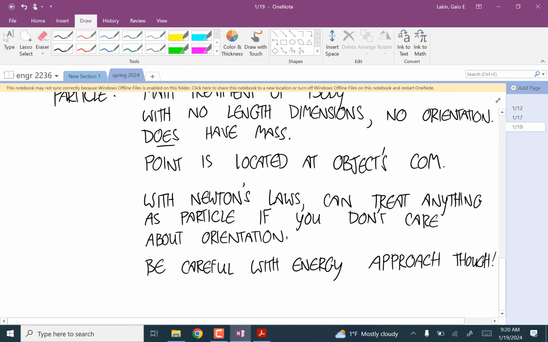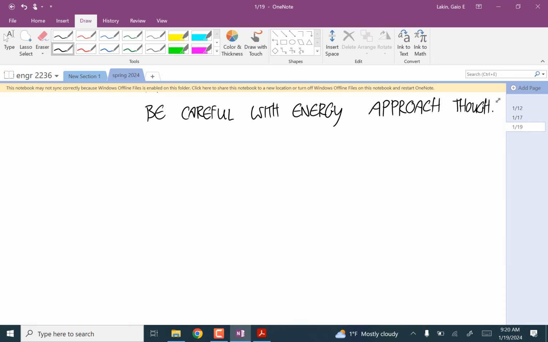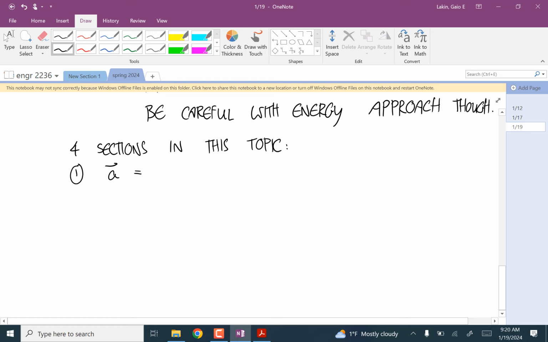All right, and there are 4 things that we're going to do in this, sort of 4 subsections to this topic. The first one is that the acceleration is the time derivative of the velocity, is the second time derivative of the position. So I'll say a few things about that.